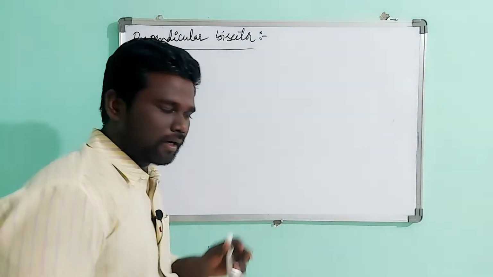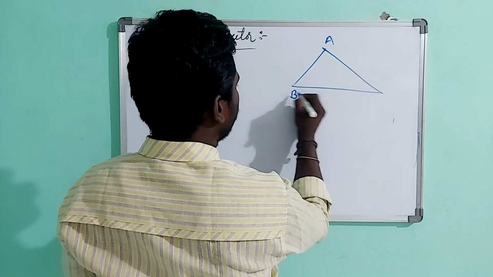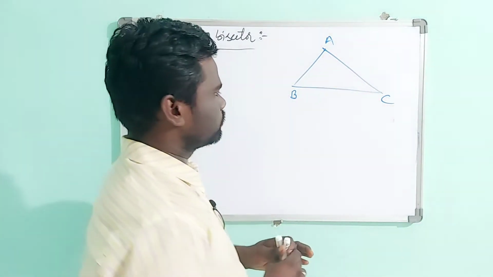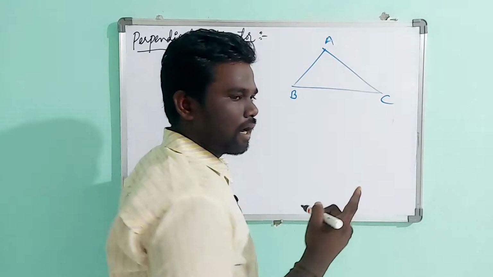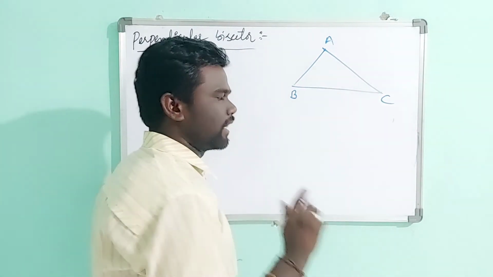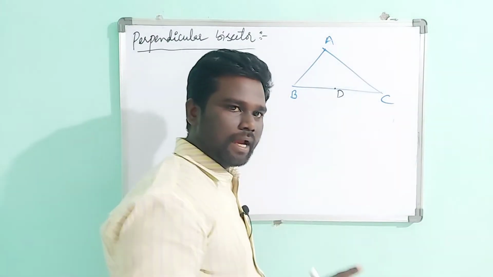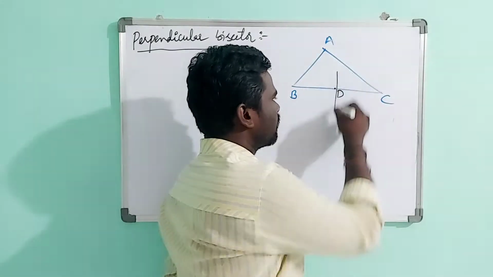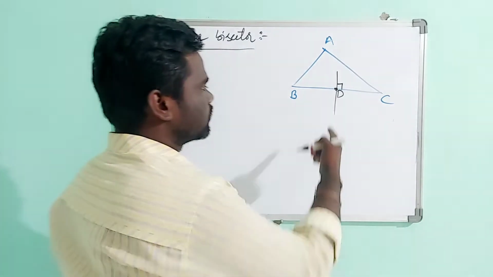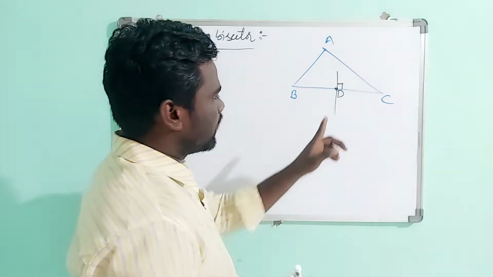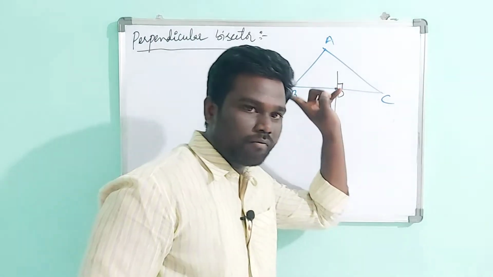So what is meant by perpendicular bisector? In any triangle we have three sides. The line which is perpendicular to the side and passing through the midpoint of that side. For suppose if the midpoint is D, any line which is perpendicular to the side and passing through the midpoint of the side is called a perpendicular bisector.